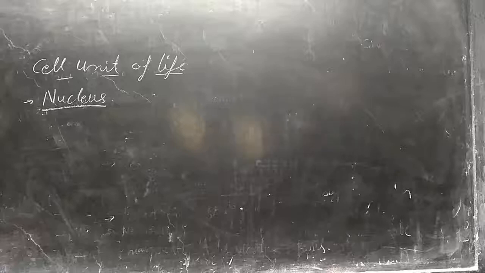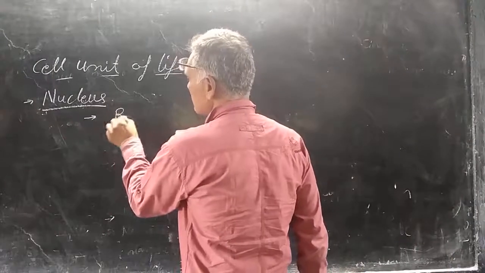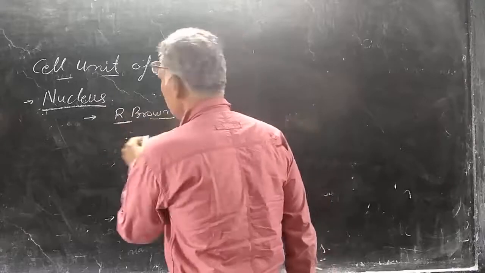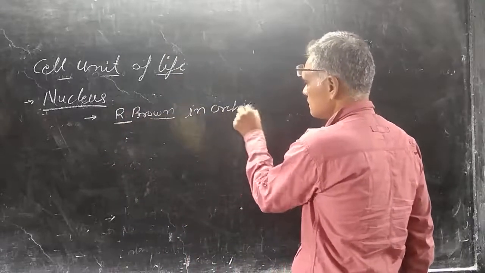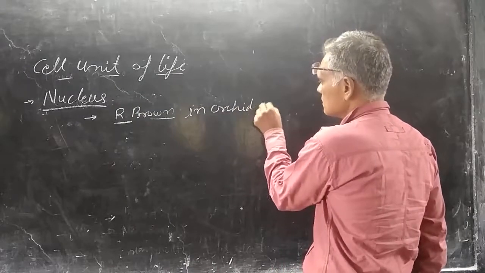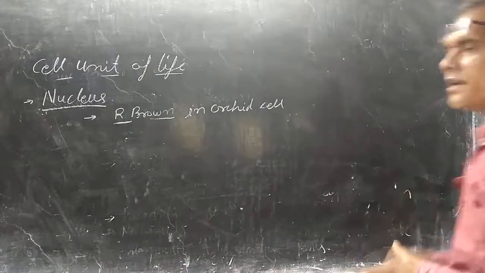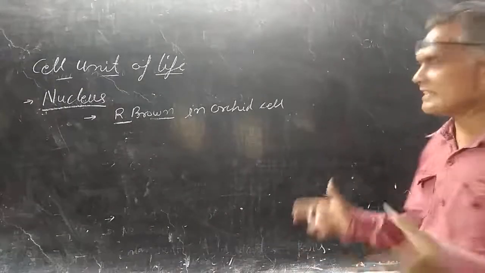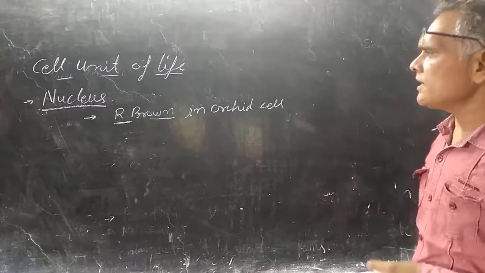Hello students, the next topic is the nucleus. The nucleus was first observed by Robert Brown in an orchid cell. It is the prominent cell organelle of the cell and is present nearly at the center of the cell. Nucleus.